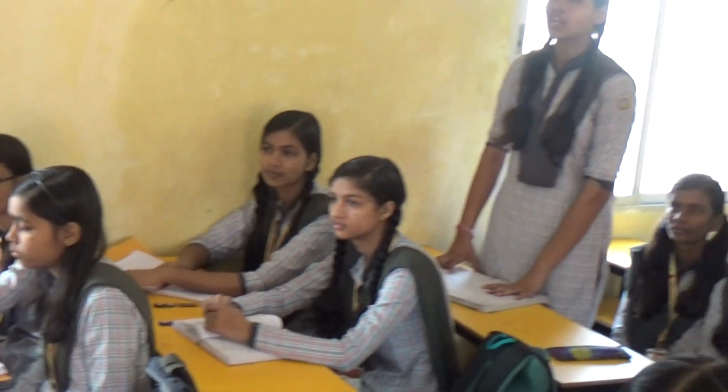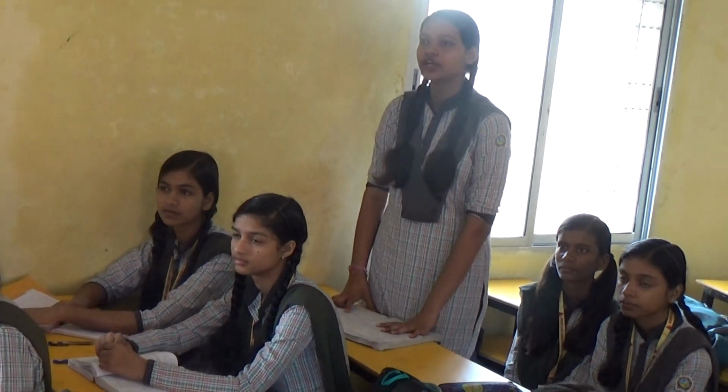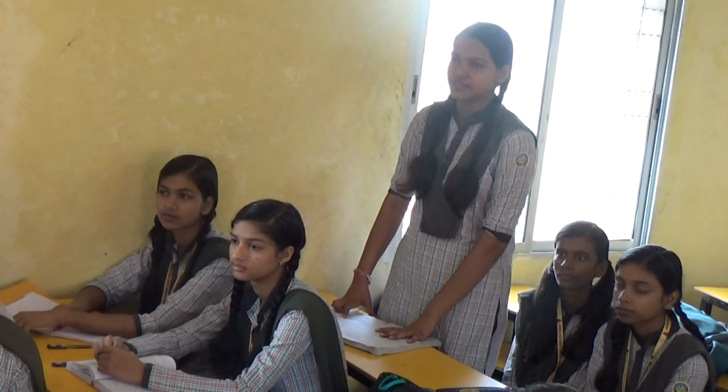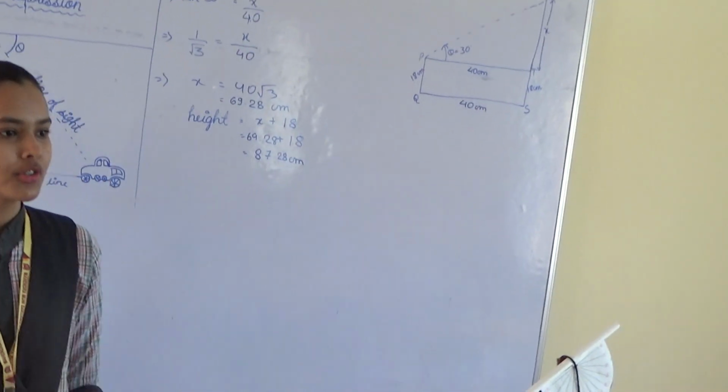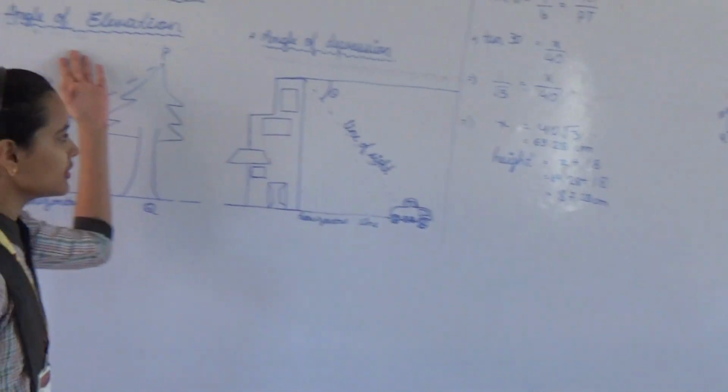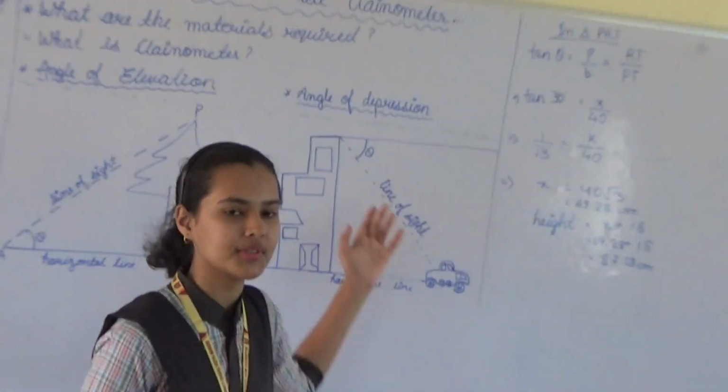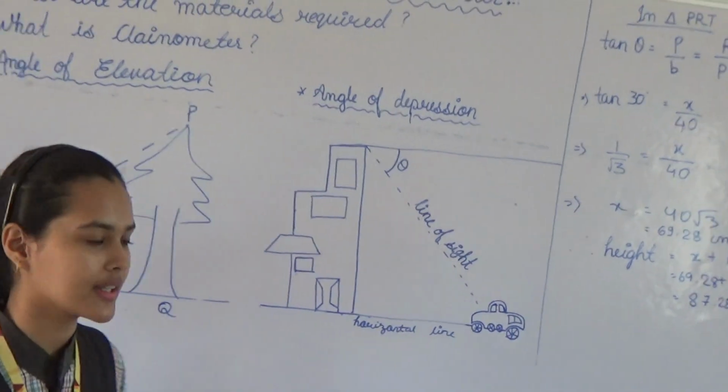Clinometer is an instrument that is used to find the angle of elevation or angle of depression in order to find the height of a building or a tower. Yes. As she told, a clinometer is an instrument that is used to find the angle of elevation or the angle of depression of any object in order to find the height and distances.